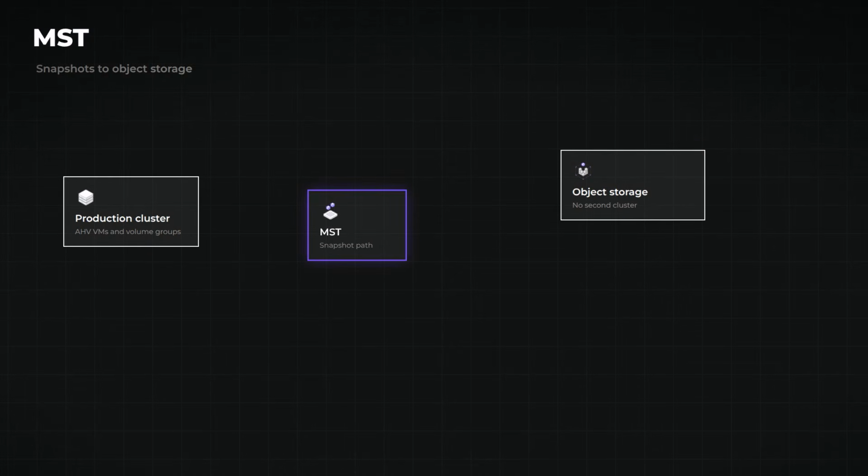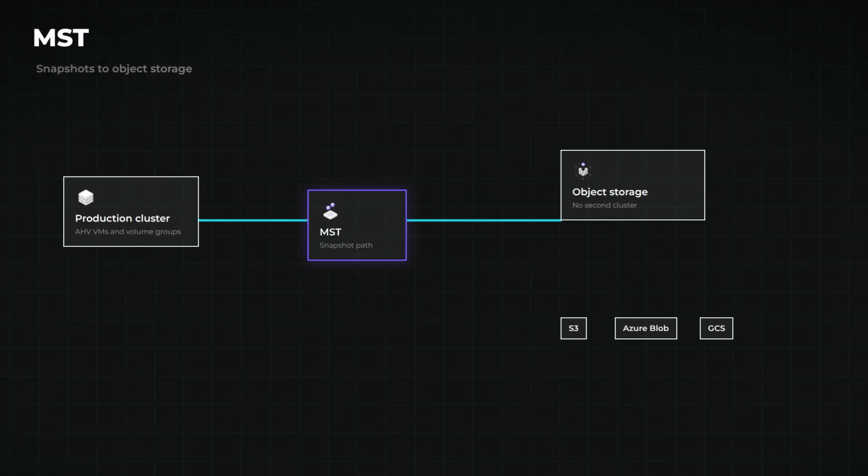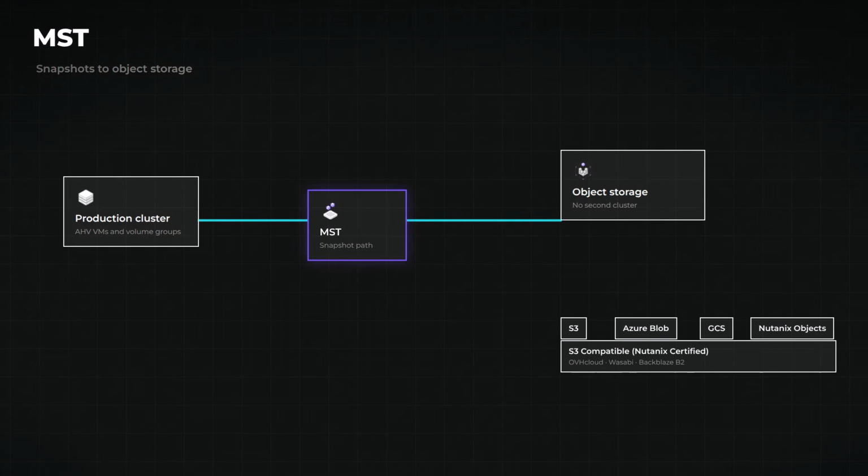Multi-cloud snapshot technology is how they got there. MST takes VM and volume group snapshots from your Nutanix cluster and replicates them straight into object storage. AWS S3, Azure Blob, Google Cloud Storage, Nutanix Objects, or any Nutanix-certified S3-compatible store. No second cluster in the middle.